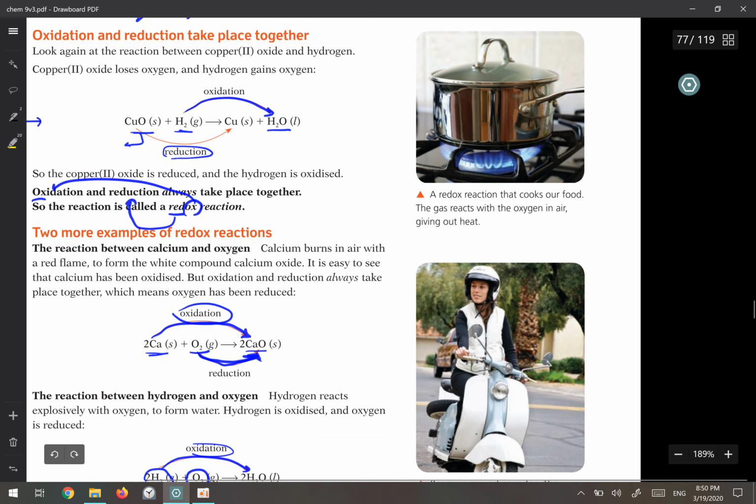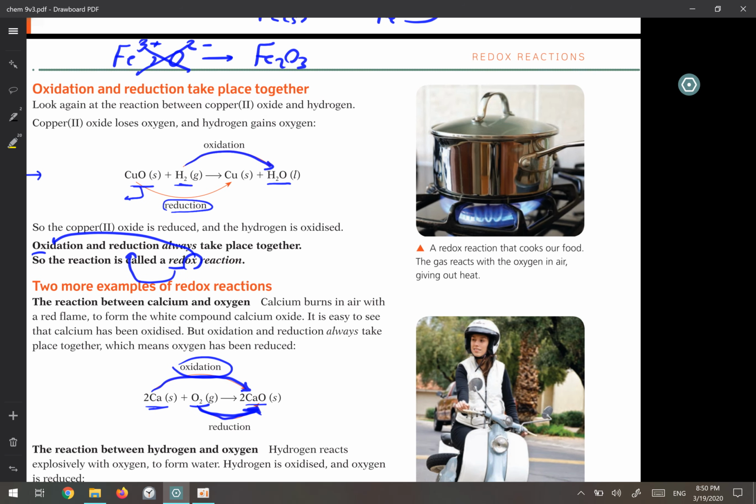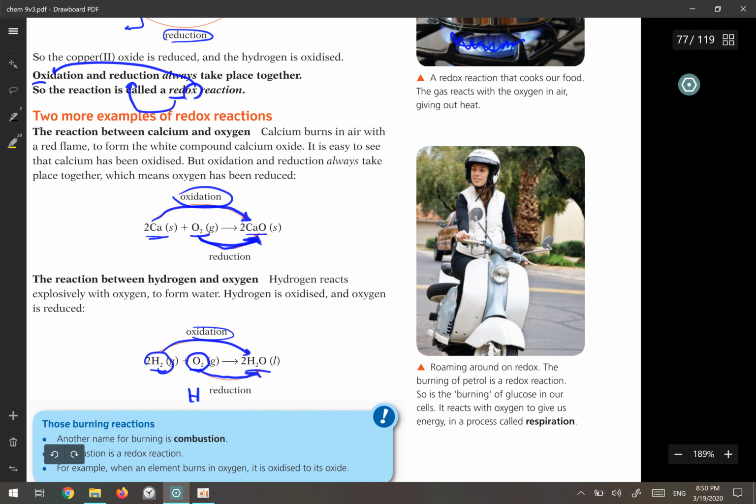Let's talk about these two pictures. Here you can see a hydrocarbon which is burning. Burning is a redox reaction. In burning, the hydrocarbon reacts with the oxygen. You have also burning when the fuel burns in vehicles. So you can have burning everywhere, and you can see the redox reaction is very important.